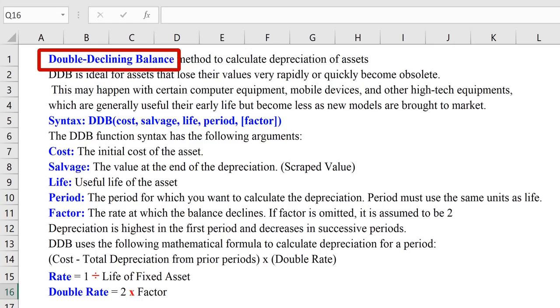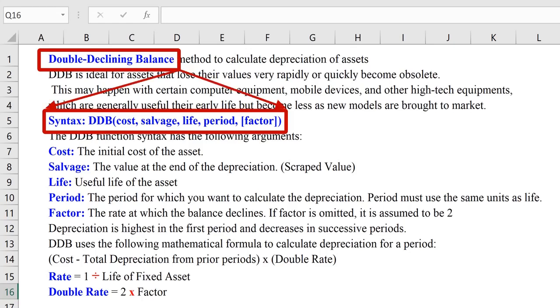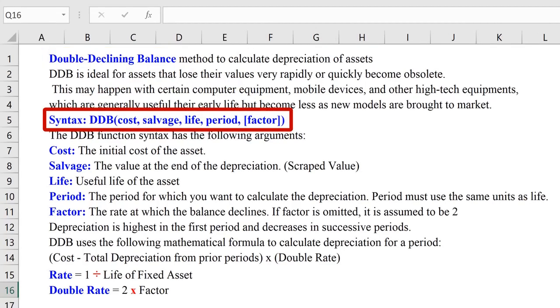The double declining balance method of calculating depreciation is normally used for high-tech equipment, computer equipment, mobile devices, assets whose value is lost very rapidly and which become obsolete quickly. With the help of the double declining balance method, we can assign a higher amount of depreciation to the profit and loss account in the early years of the asset's life, whereas a lower amount of depreciation expense would be charged to the profit and loss account at the end of the asset's useful life.